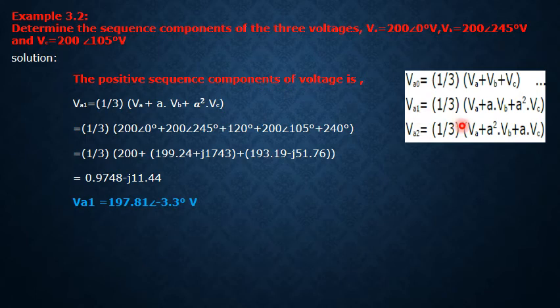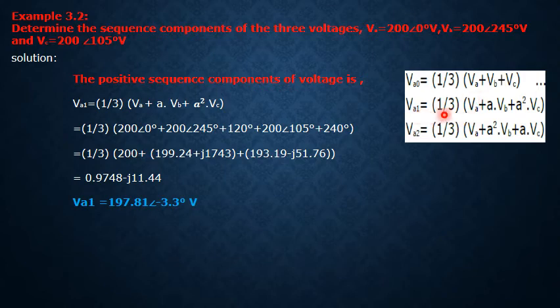These are the equations we obtained from our previous session for the expression of symmetrical components in terms of phasor voltages. VA, VB, and VC are nothing but phasor voltages. We represented the symmetrical components in terms of phasor voltages, so we are going to use these formulas to find the respective sequence component voltages.